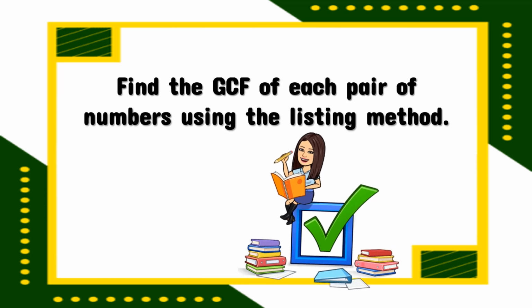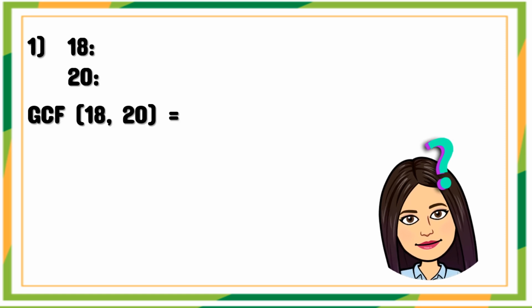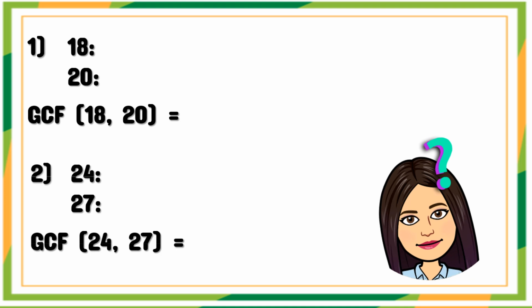Find the GCF of each pair of numbers using the listing method. You can also do this activity in your notebook. For number 1, find the GCF of 18 and 20. For number 2, find the GCF of 24 and 27.